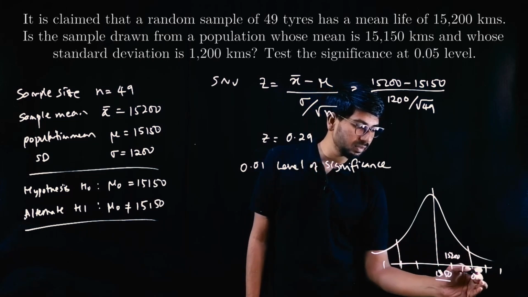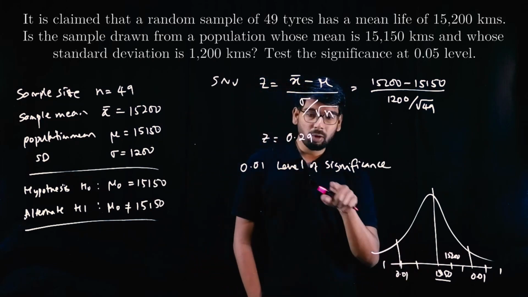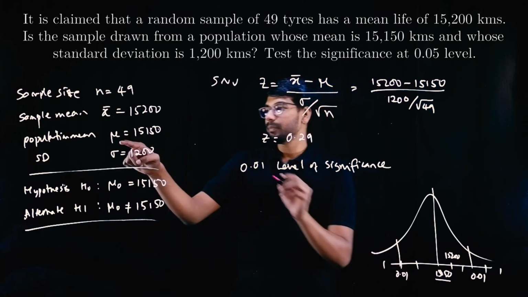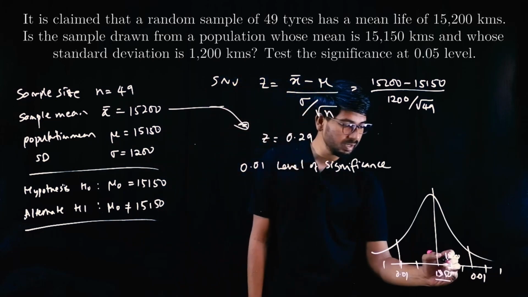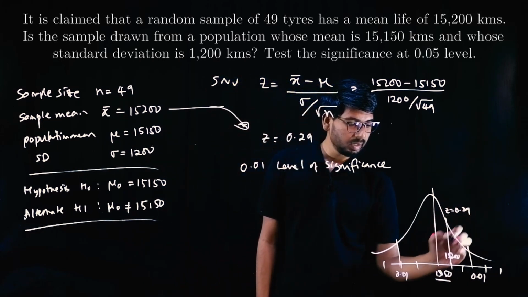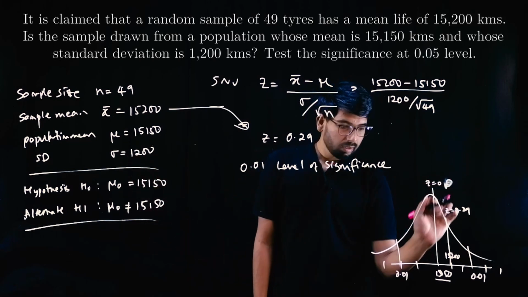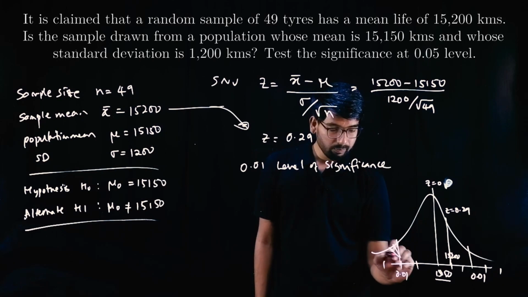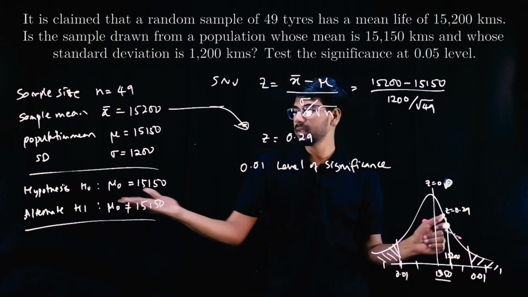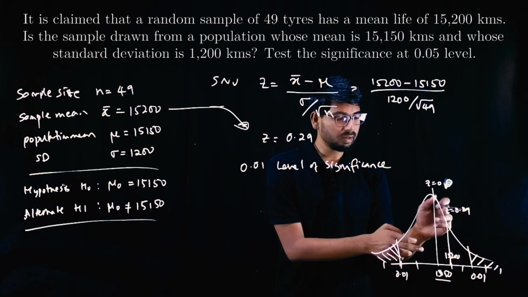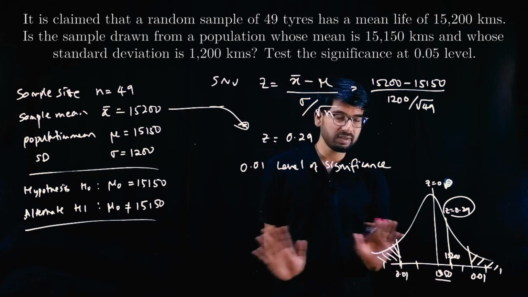The limit will be 0.01 level of significance. The z-score corresponding to the sample is 0.29, which will be here, and the z value of the population mean will be 0. Let me draw a limit. If our sample z-score is below this limit or above this limit, we reject the null hypothesis. And if the sample z-score is within this limit, we accept the null hypothesis. That's it, a very simple test.